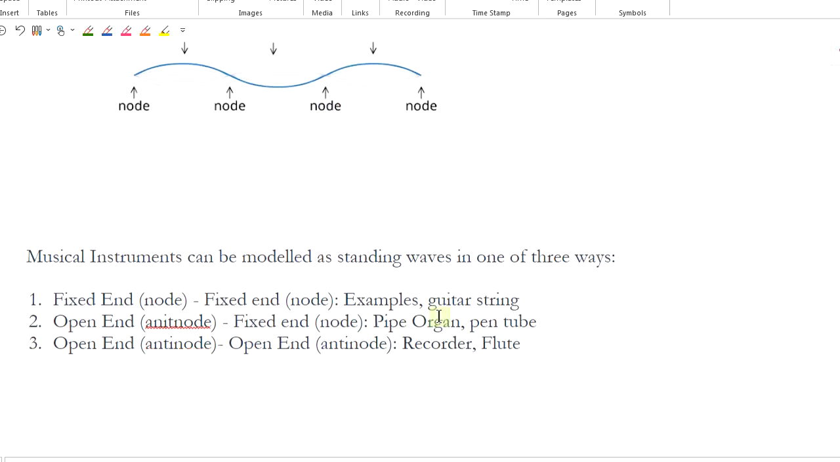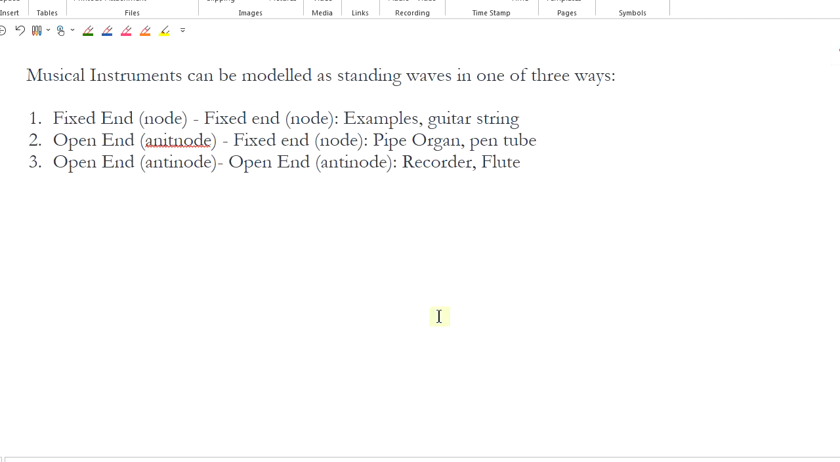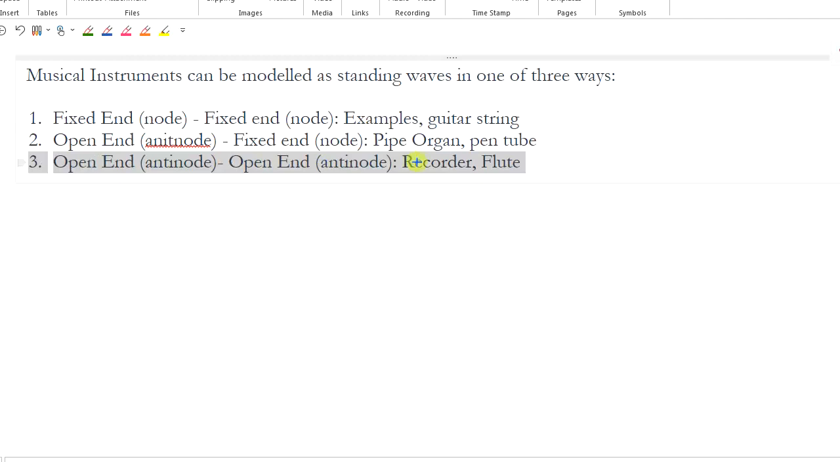Which brings us to the types of musical instruments that we have. They can be modeled in 3 different ways. Either they're fixed at both ends, an example would be like a guitar string. Or they're open at one end and fixed at the other end, kind of like that pen tube I have, in some pipe organs. Or they could be open at both ends, like I think a recorder and a flute might be modeled that way.